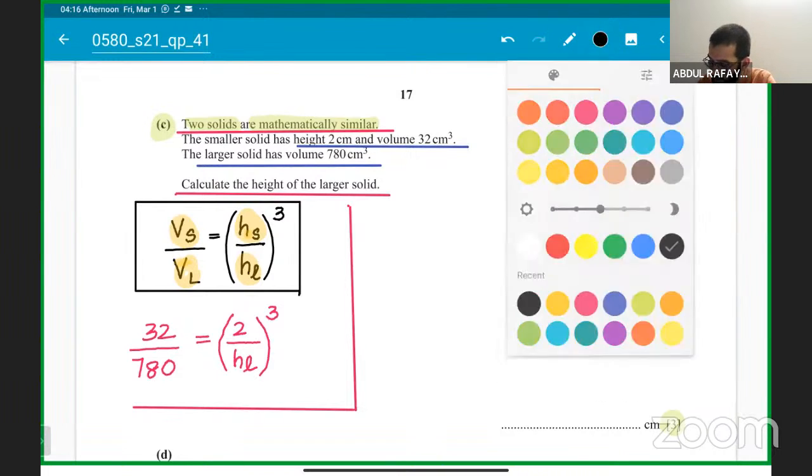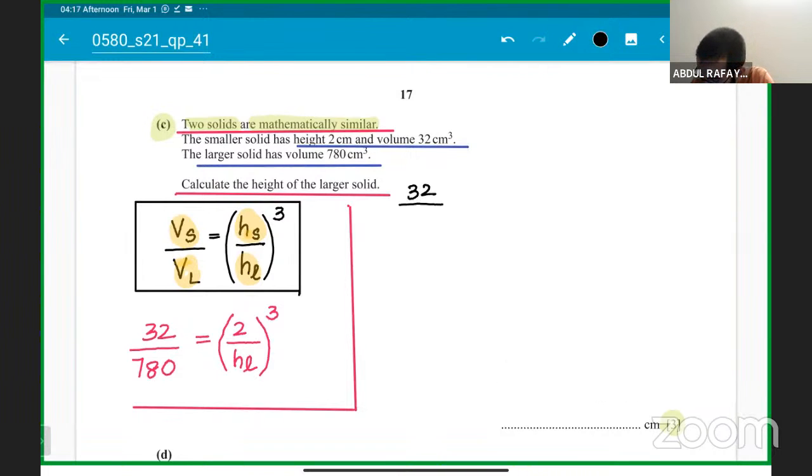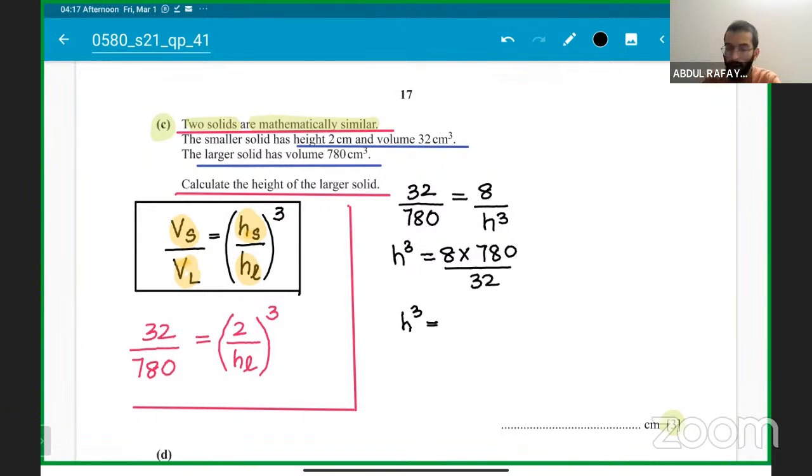So what will happen? It will be 32 divided by 780 is equal to 2 to the power of cube, which is 8, over height to the power of cube. So the height cube of the larger will be 8 times 780 divided by 32. 8 times 780 divided by 32, so I'm getting 195, I think.